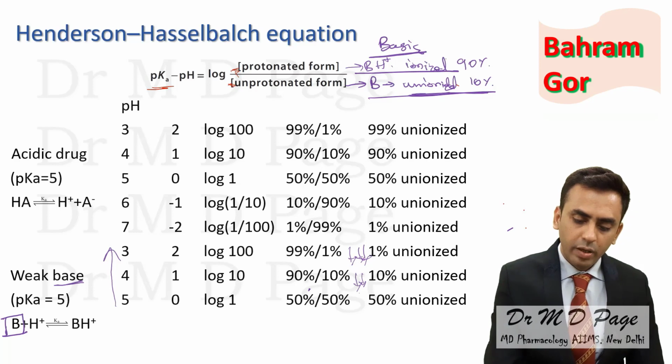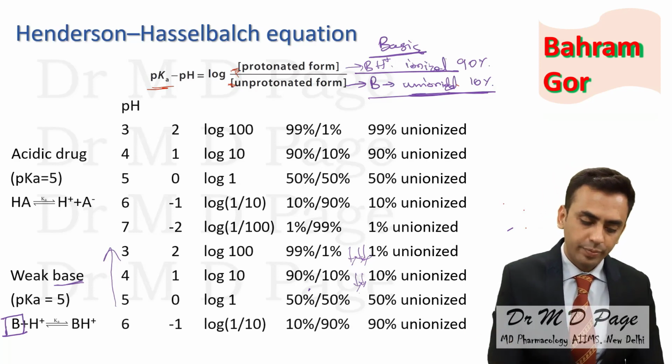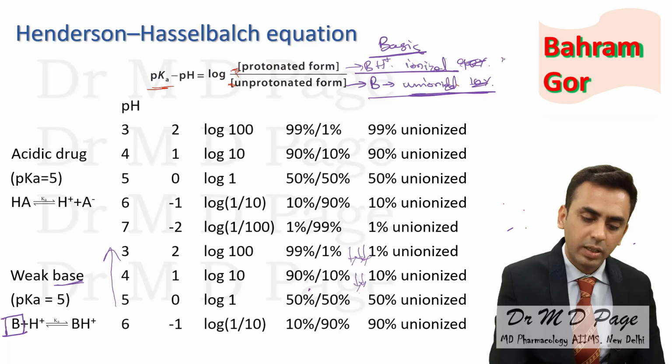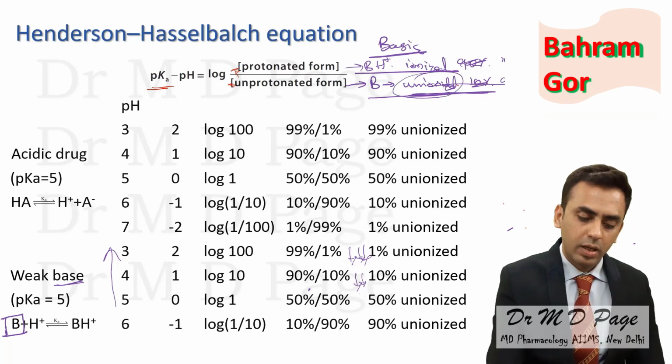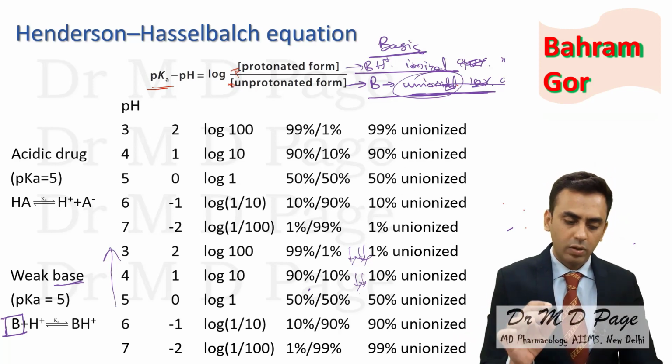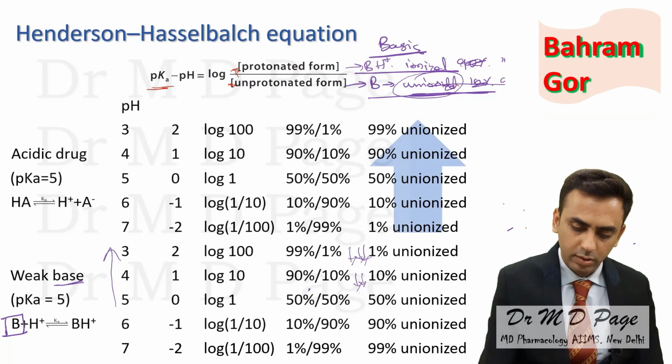Similarly, the opposite thing, if you increase the pH, what happens? Log of 6 minus 1, same mathematics, this will be 10% by 90%. Now 90% is unionized. Unionized means 90% will cross. Okay, so no need to worry if you have not understood anything, just see now.